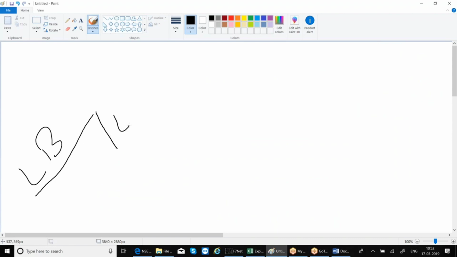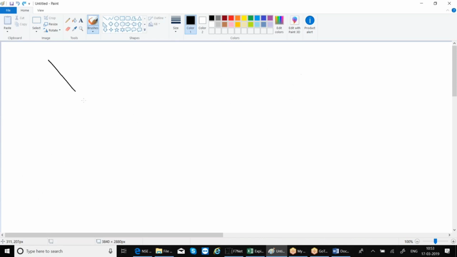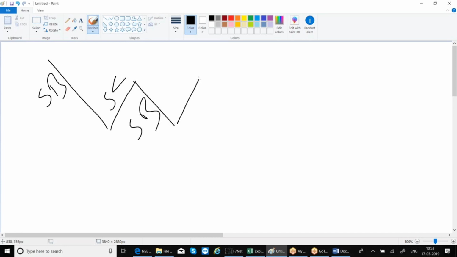This is long unwinding. This is long built up. Long unwinding. Long built up. Long unwinding. Can I say that? Am I right? This is short built up. This is short covering. This is long, short built up. This is short covering. Short built up. Short covering.